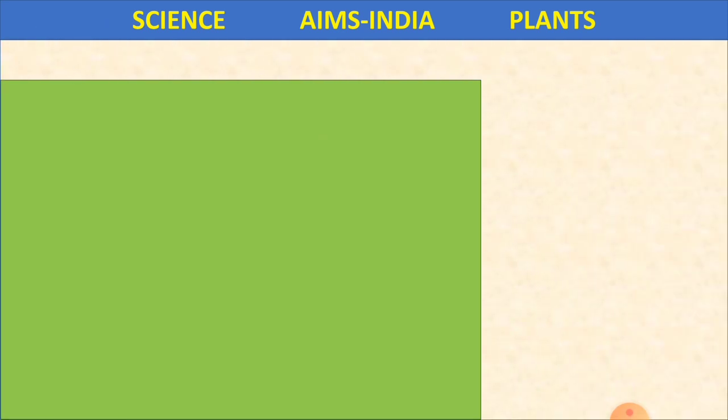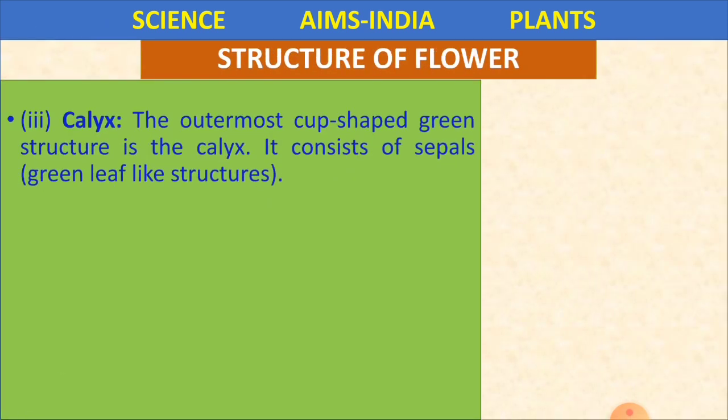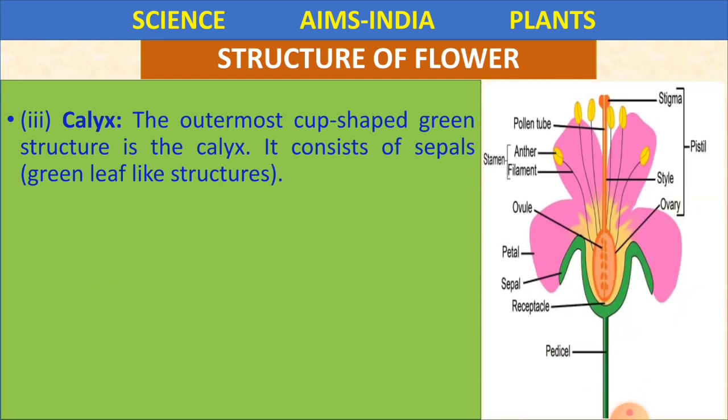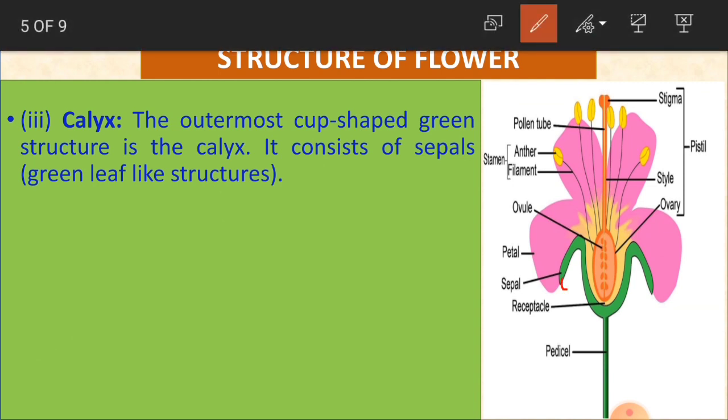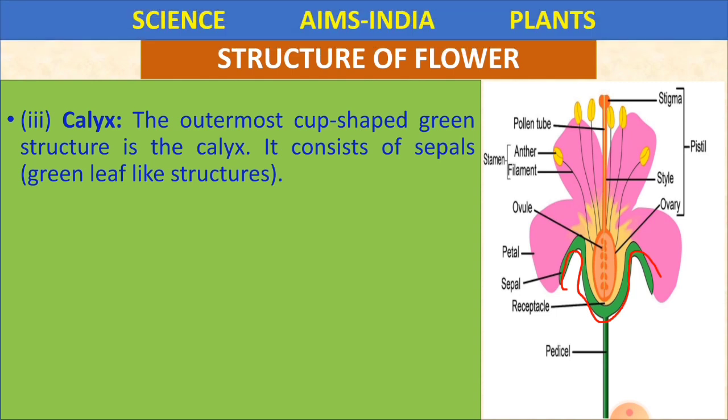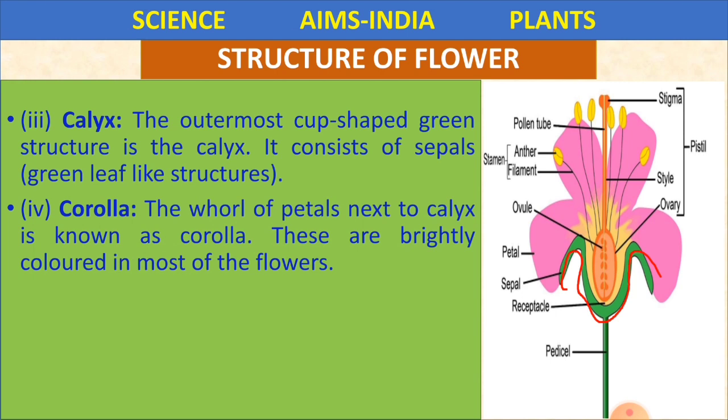Clear? Now we learn about the calyx. The outermost cup-shaped green structure is the calyx. It is nothing but the sepals here. The calyx is nothing but the sepals, the outermost cup-shaped green structure. So this one. The sepals are nothing but the calyx; it consists of sepals. That's what it is. And now we'll see about the corolla.